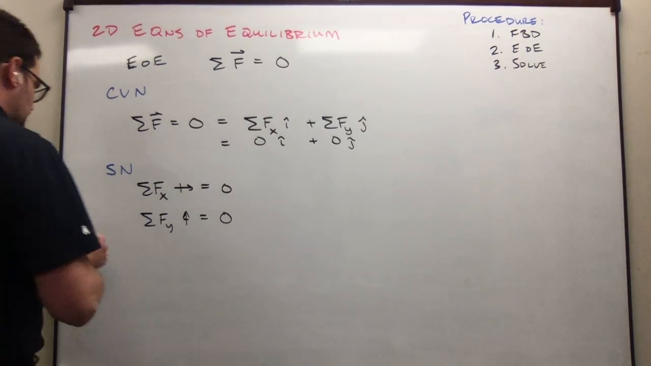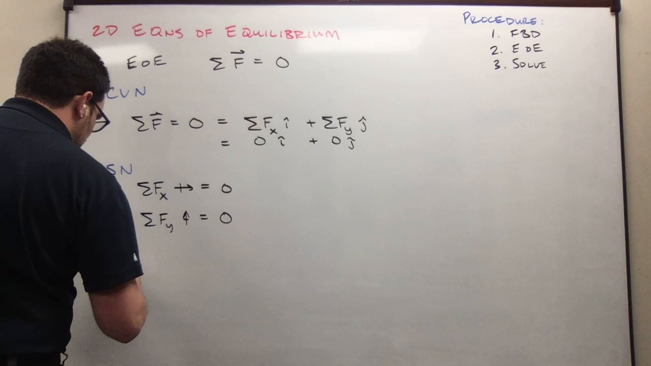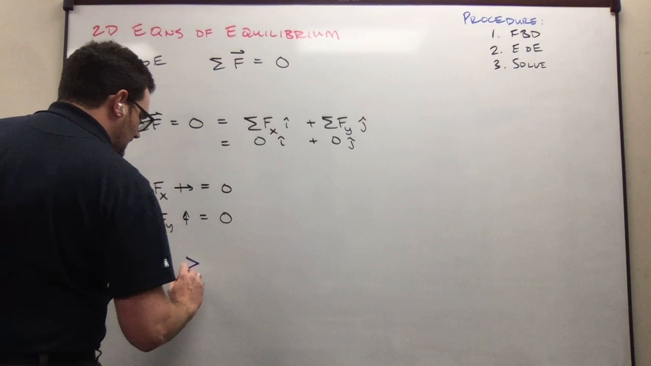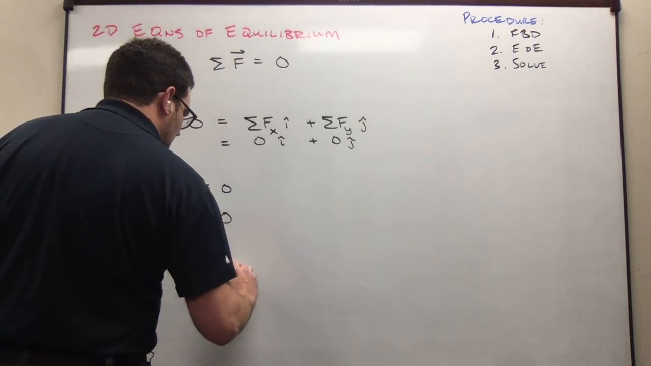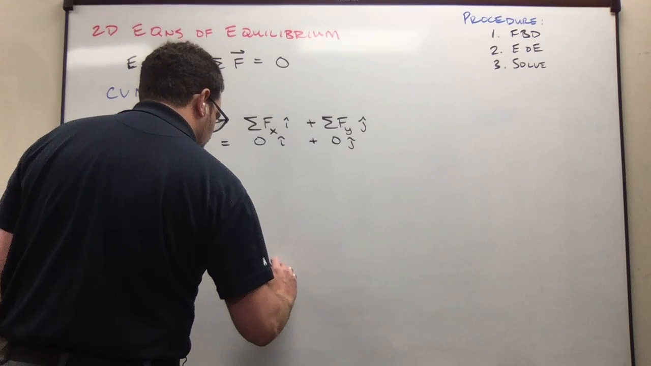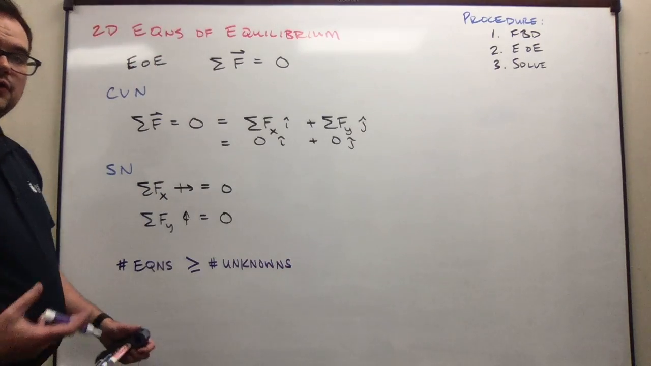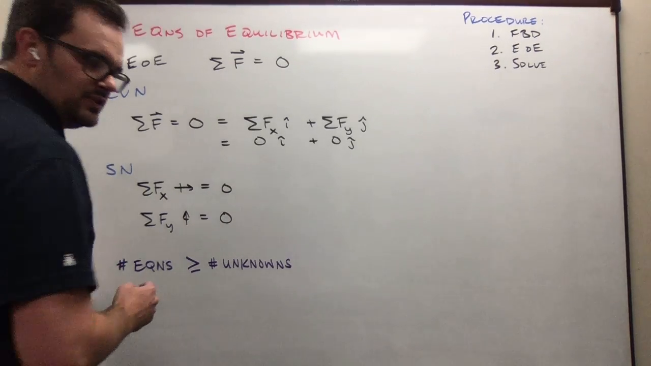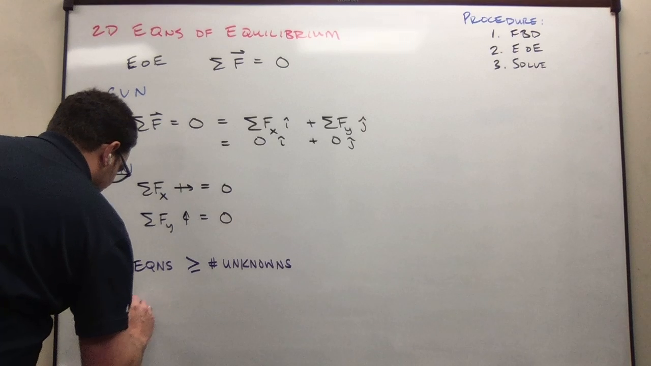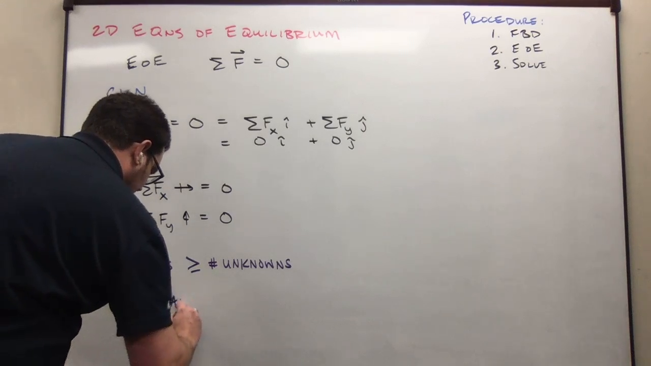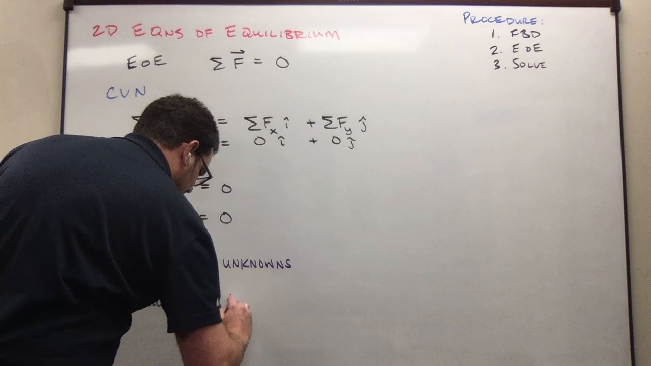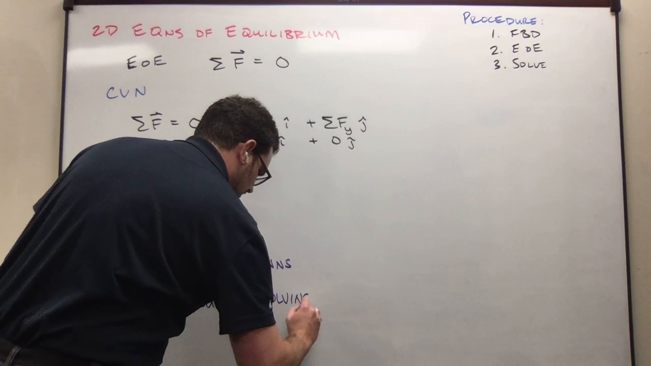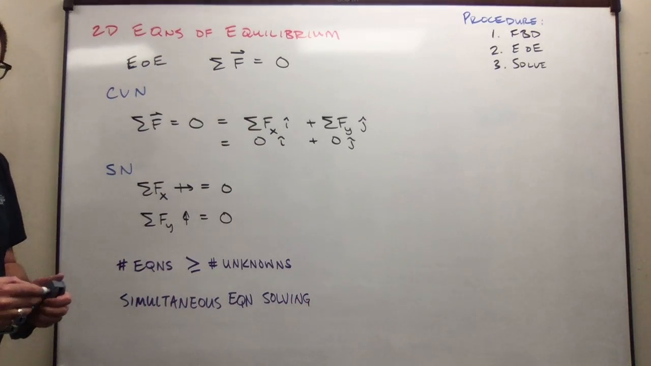The reason this is important to us is because we're doing simultaneous equation solving, the number of equations we have must be greater than or equal to the number of unknowns we're attempting to solve for. Now, typically we'll know our loads and we're solving for our reactions, but this is the rule because we're using simultaneous equation solving. That's what we're going for, simultaneous equation solving.